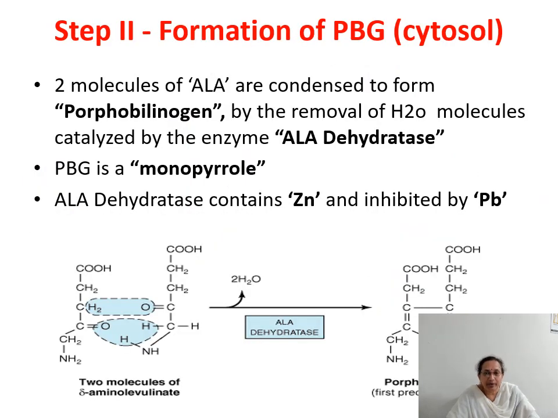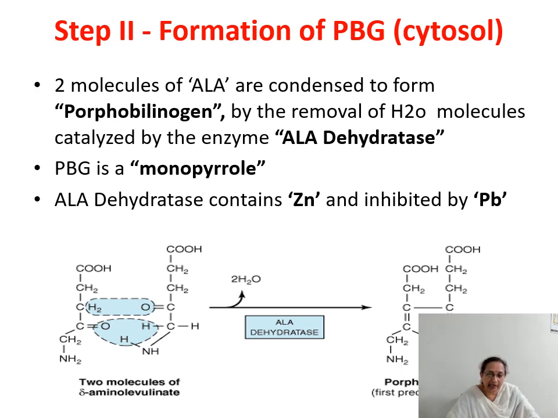Second step is formation of porphobilinogen. This is going to take place in the cytoplasm. So delta aminolevulinic acid is transported from the mitochondria into the cytoplasm. Here in the cytoplasm, two molecules of ALA are going to be condensed to form porphobilinogen by the removal of water molecules, which is catalyzed by the enzyme ALA dehydratase. Right? So ALA dehydratase is the enzyme.